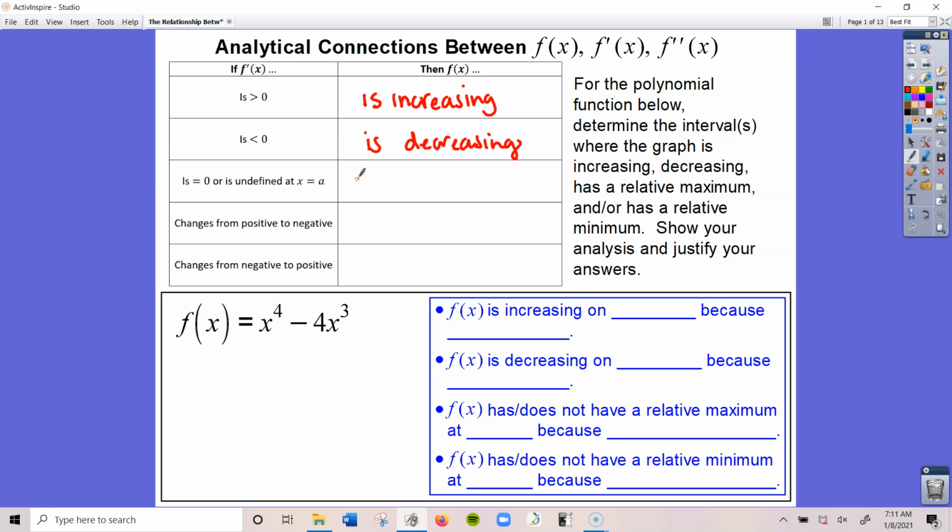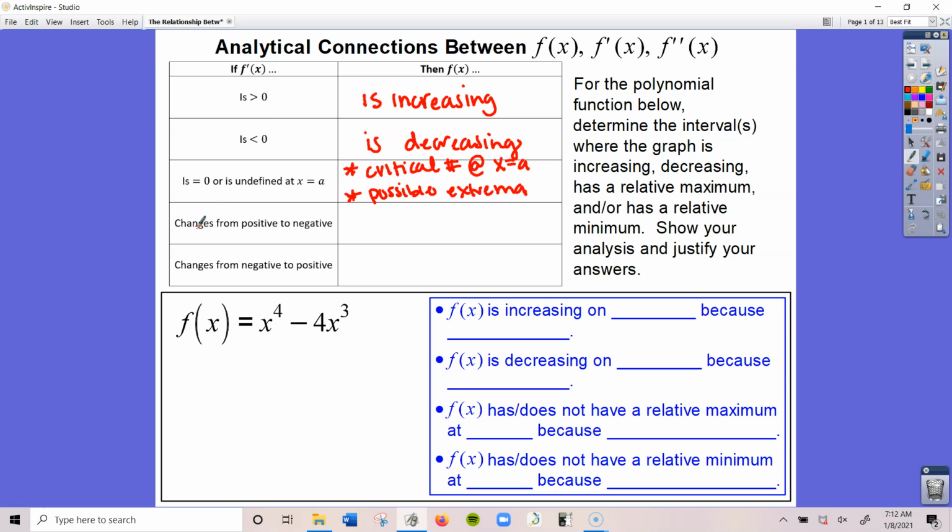If f prime of x is equal to 0 or is undefined at some value of x, so x is equal to a, then that means two things. One, there is a critical number at x is equal to a, and two, there is a possible extrema, so either a minimum or a maximum.